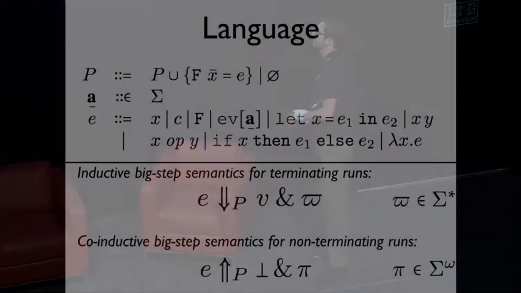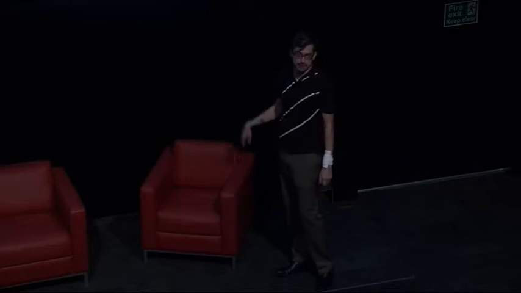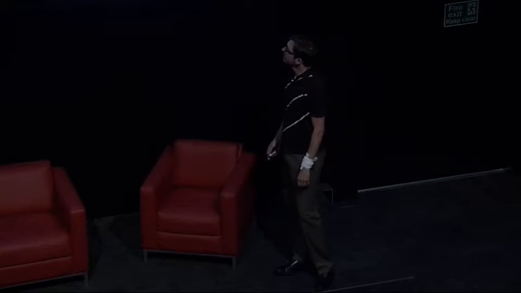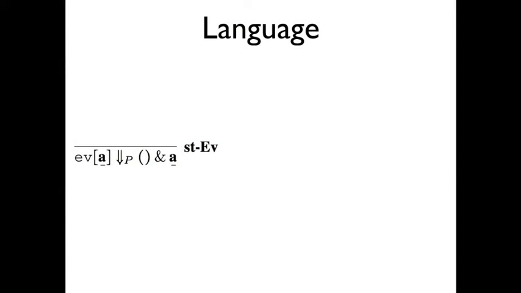We also had to write down co-inductive big step semantics for the non-terminating runs. And these are judgments that say that E will just diverge and never return a value. However, it will generate an event sequence, pi, where pi is from sigma omega. So then once we had that, I'll just show you a couple of the fairly obvious ones.